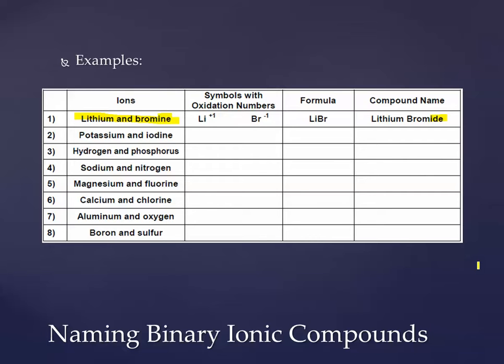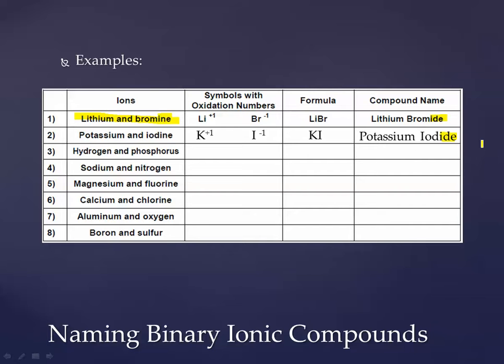Potassium and iodine. Potassium is a +1. Iodine's a -1. So when we crisscross our formulas, we get KI. I don't normally want to say "Ki." I will call it by its compound name, potassium iodide. So iodide, I know it sounds a little awkward, but that's just the way we got to name it, sorry.